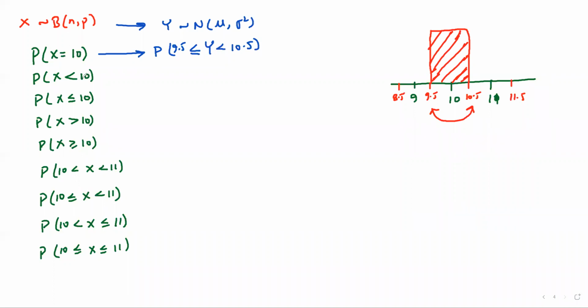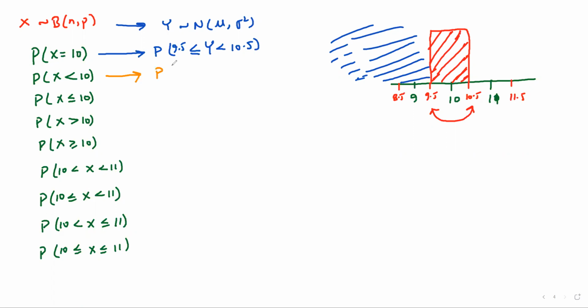Okay. Now when it says x is less than 10, this 10 is not included. So when we say less than 10, that means we're going to consider all this blue area over here, before this 10. So this less than 10 would mean here that this is going to be written as probability y is less than 9.5.